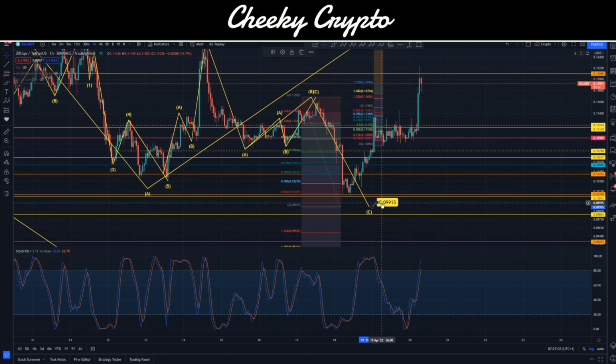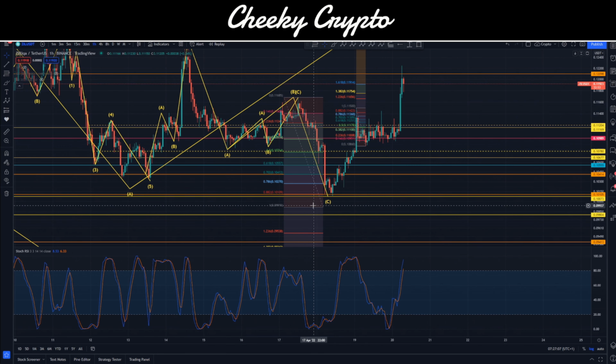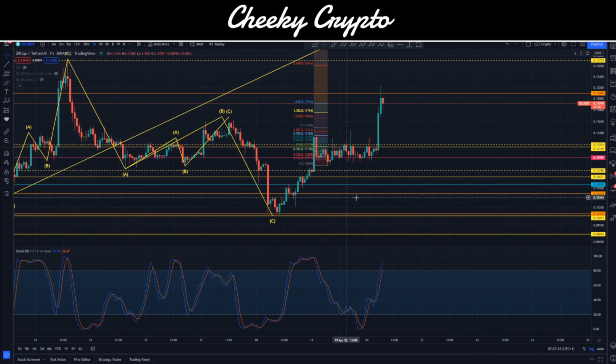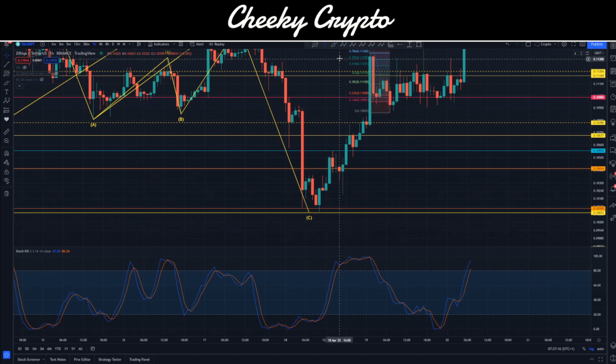Okay, so I'm going to just neaten this up a little bit. We can obviously now mark our low point just down here and we'll remove the fib there. So we have a good structure coming down here. Then of course we start tracking this nice move upwards, and as we get into this we can start to see exactly what's going on.